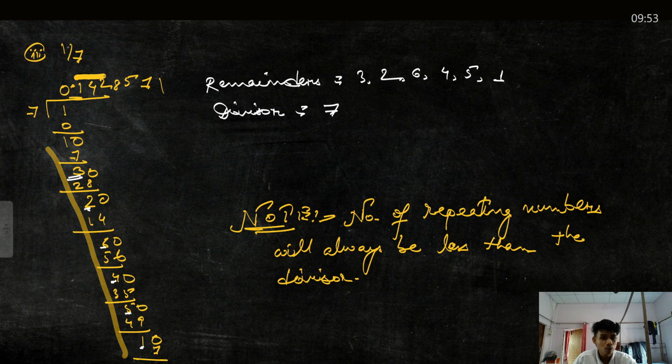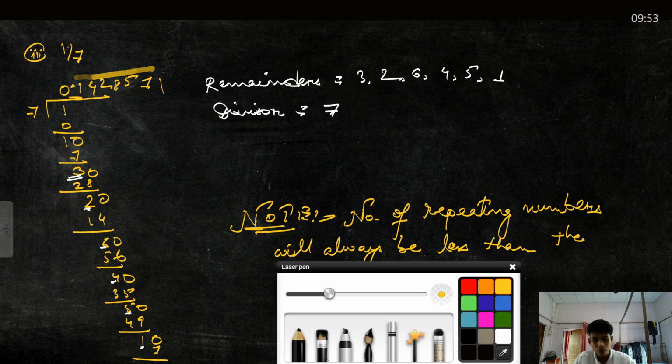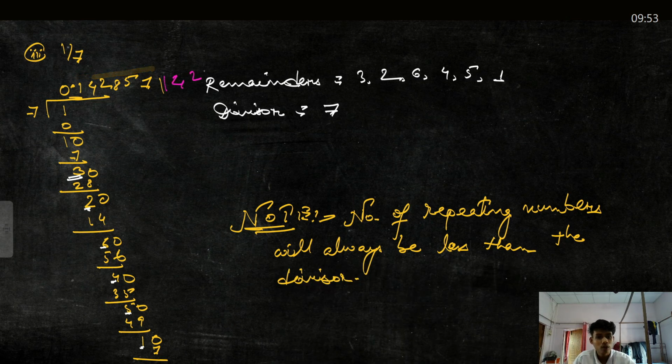Here 1, 4, 2, 8, 5 and 7 is one block. Again we will get the same repetition as 1, 4, 2, 8, 5 and 7, and it will continue.